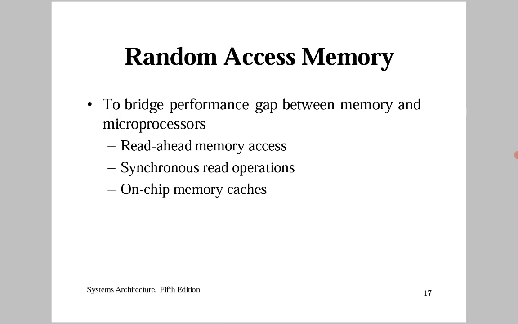So, random access memories. What are the different types of random access memory, and what are their characteristics? RAM bridges the performance gap between memory and microprocessors. It is mainly used to avoid speed mismatch between the memory and the microprocessors. Generally it involves read-ahead memory access, semi-synchronous operations, synchronous read operations, and on-chip memory caches.